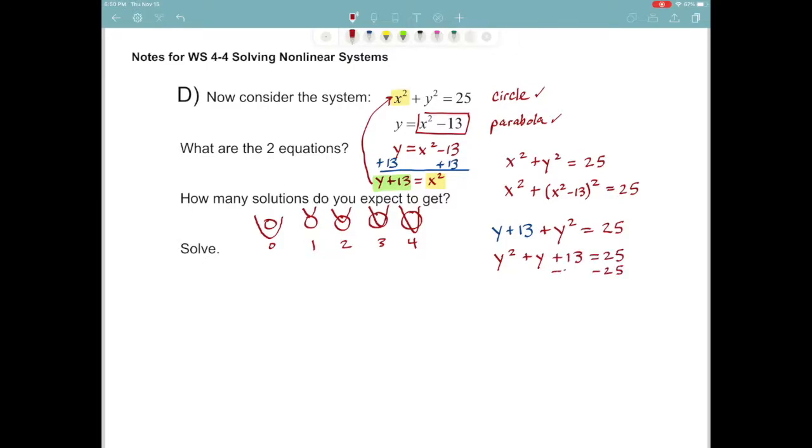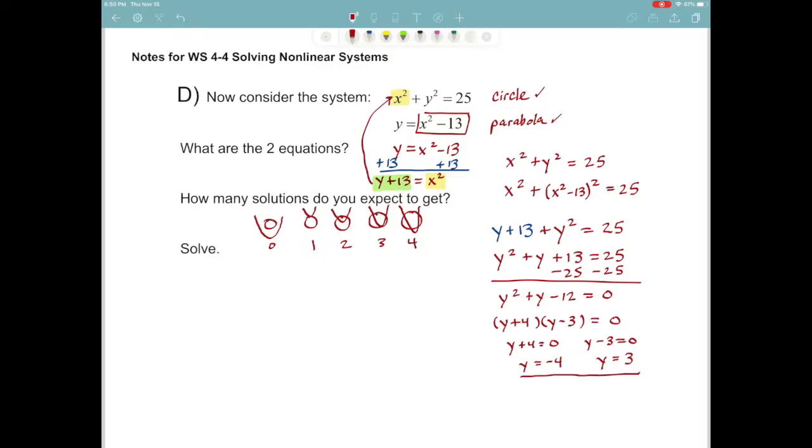Let's subtract 25 from each side. Now we have y squared plus y minus 12 is equal to 0. We can factor this. Should end up with y plus 4 and y minus 3 equals 0. So when we do each of those, y is going to equal negative 4, and y is going to equal 3. So we have 2 different values for our y's. So make sure you take note of those. We're going to take that and plug them into our equations to find the values of x.